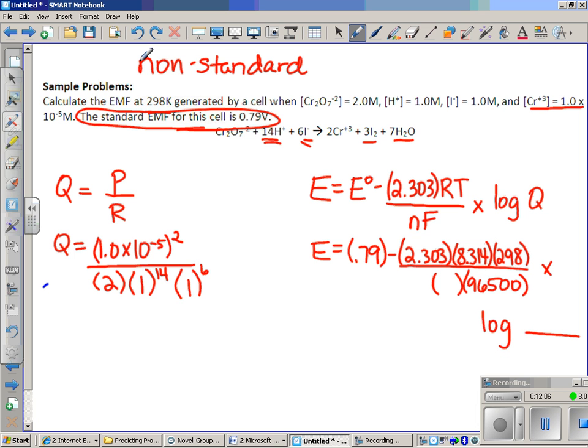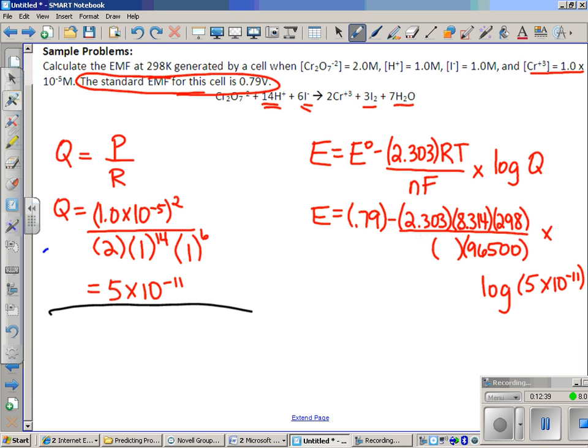Let's figure out what that is. Okay, so 1e to the -5th squared divided by 2, and then those ones, of course, will just be 1. So Q is going to be 5 times 10 to the -11th. Okay, so we're going to come over here, and I'm actually going to plug that in. So the log of 5 times 10 to the -11th. You can integrate that. That's what I was going to do, but I just ran out of space. That's the only reason. All right, so that is finding Q.